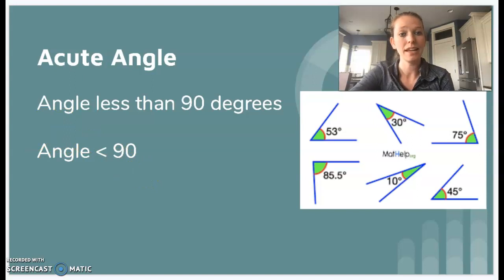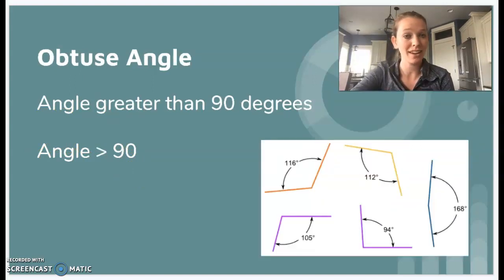All right, next one is an obtuse angle. And again, this should hopefully be review. Obtuse angles are angles larger than 90 degrees, angles greater than 90 degrees. So again, here we have our math inequality. So whatever angle we're deciding it is, it has to be greater than 90 degrees. So all of these angles here are bigger than 90. So 116, 112, 168, 94, 105, all of those are big.